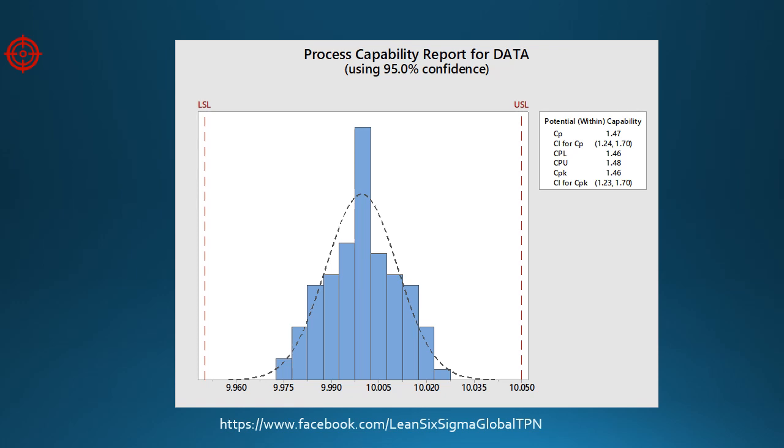Suppose we require the part manufacturing process to have a capability of at least 1.33. Can we be confident that the process is capable of meeting specification? No. Even though the value of Cpk is 1.46, the 95% confidence interval includes values as low as 1.23. We cannot say the process has a capability of at least 1.33.